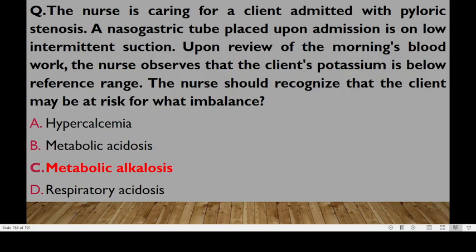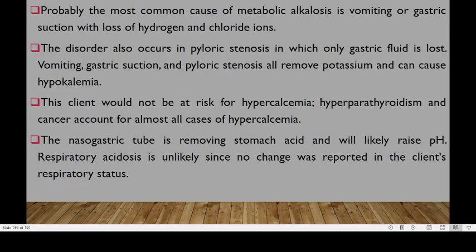Metabolic alkalosis. Probably the most common cause of metabolic alkalosis is vomiting or gastric suction with loss of hydrogen and chloride ions. This disorder also occurs in pyloric stenosis, in which only the gastric fluid is lost. Vomiting, gastric suctioning, and pyloric stenosis all remove potassium and can cause hypokalemia.